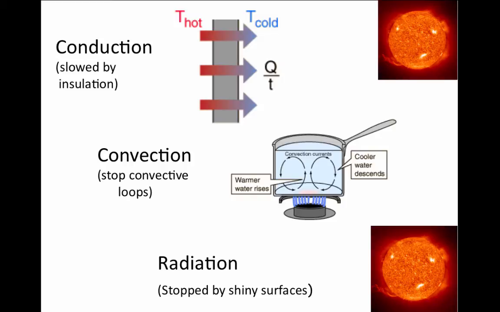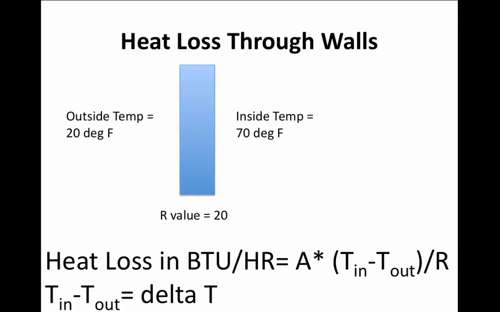So what you can do there is find some way of stopping that loop of warm fluid rising, cooling off, and then going back and picking up heat again. And then for radiation, it's stopped by shiny surfaces. So if I put a piece of tinfoil between my face and the sun, I'm feeling the warmth of the face of the sun on my face, put a piece of tinfoil up there, that tinfoil is going to block the energy of the sun and I won't feel it. So those are 3 ways in which we can slow the flow of energy, different kinds of energy flow.